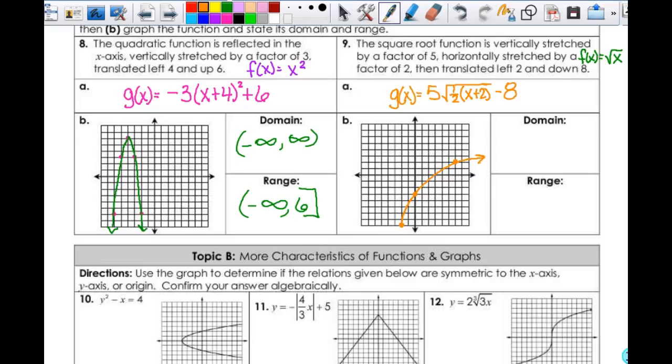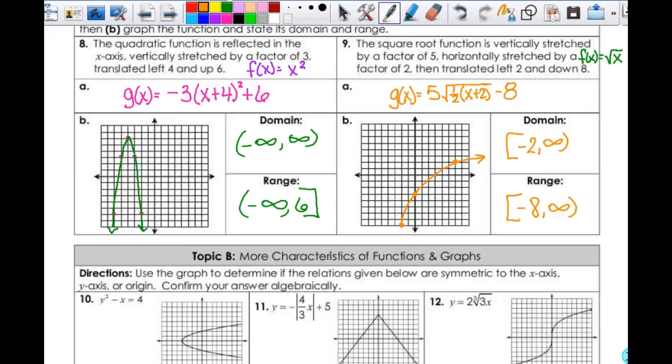So my domain, going from -2 to infinity, I include my -2. My range goes from -8 to, oh, that's not an 8, goodness. -8 to infinity. And I include that -8. I never include my infinities.